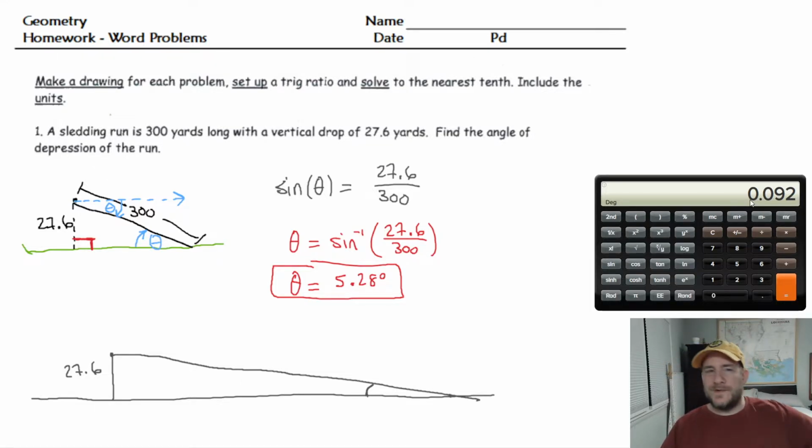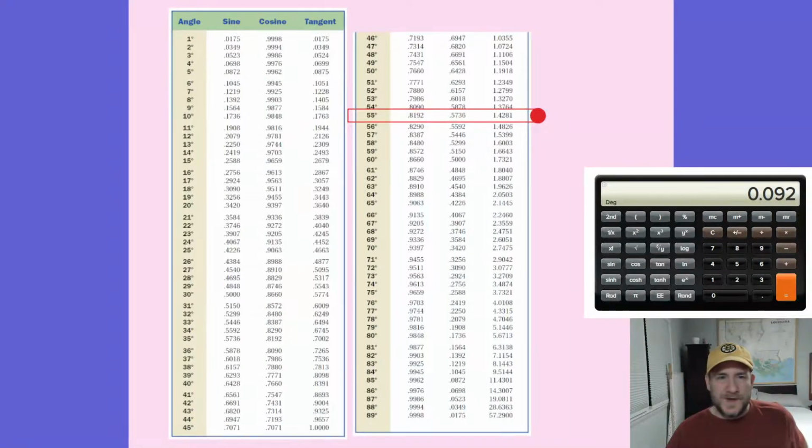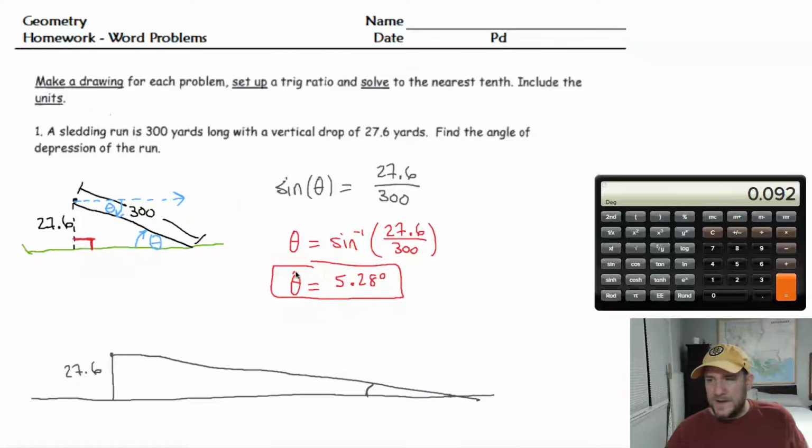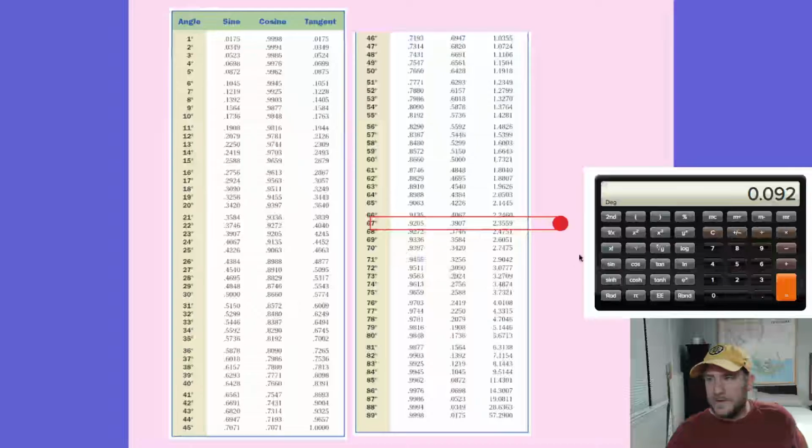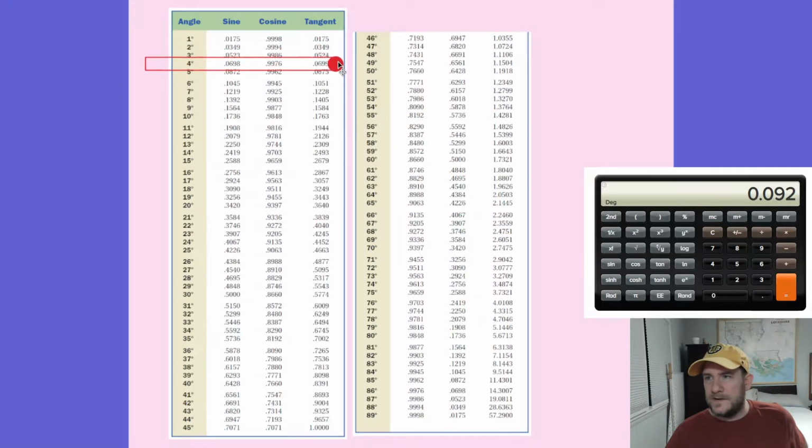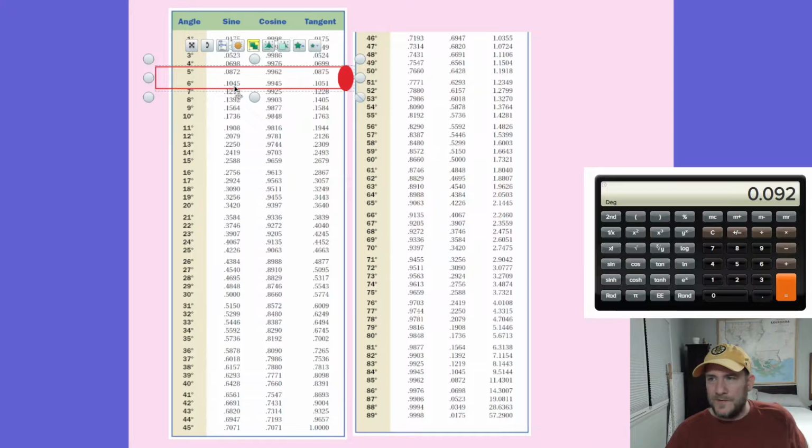Alright, so what do we do now? If you've only got a 4-function calculator, then you can get this decimal, and what you've got to do, of course, is go back to your table. But this time you're looking for that 0.092. And because it came from sine, you're looking through the sine column, trying to find your 0.92. So starting here, there it is. It'll be right between 0.8 and 1.0. So you'd call it 5-ish, right?